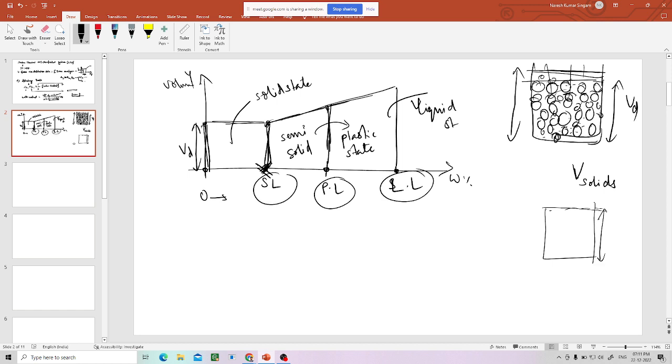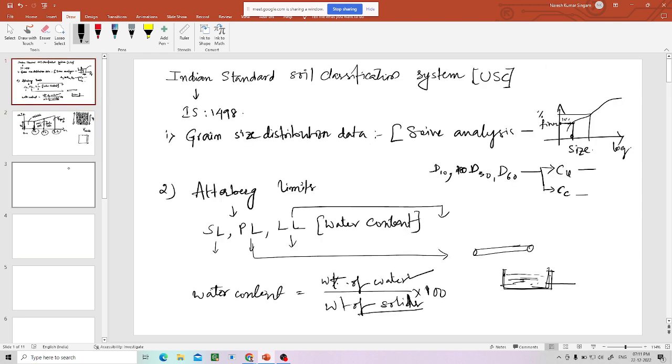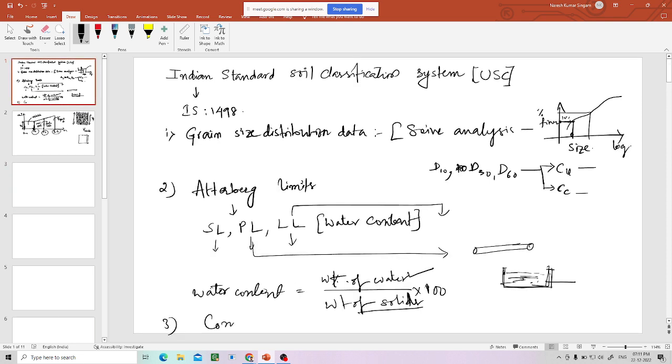Now we know the Atterberg limits also. That is one criterion. And the third criterion involves compressibility characteristics of that soil: low compressible, medium compressible, highly compressible. These are the characteristics of compressibility. So if you know all these things, you can classify any soil.